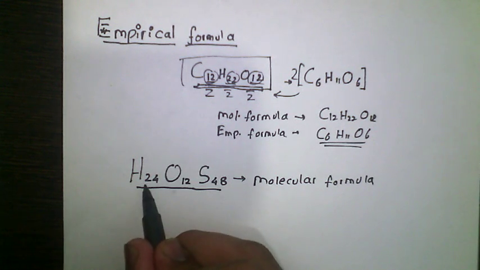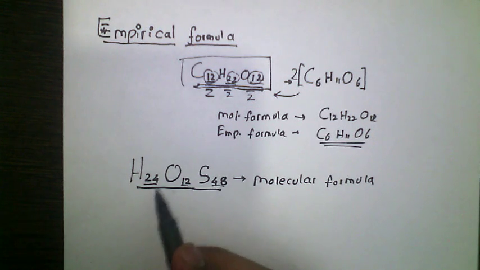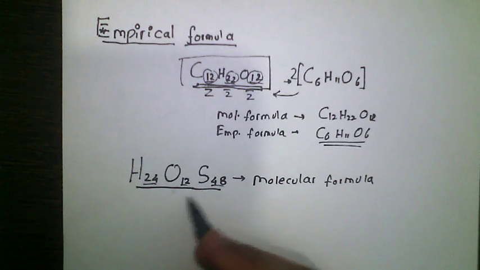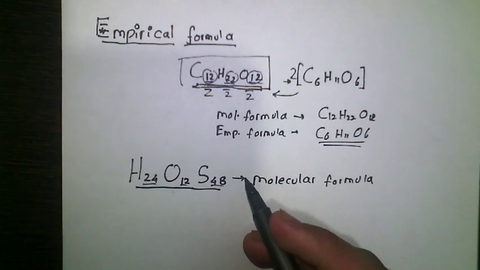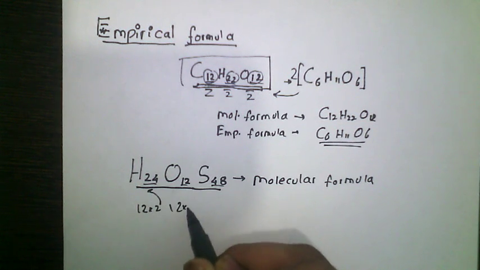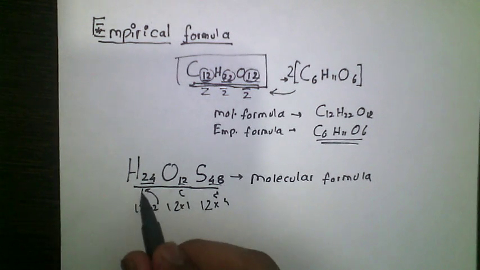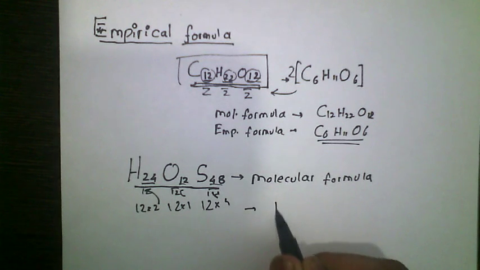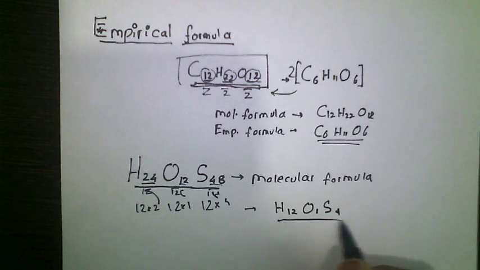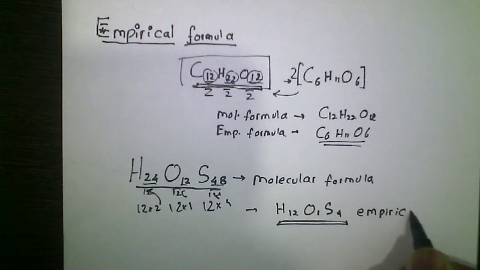Now what is the empirical formula? Guess. H is 24, O is 12, S is 48. Then what is the common thing, the highest common factor, we should say, of 24, 12 and 48? Of course 12: 12 twos, 12 ones and 12 fours. So if we divide all by 12, we would get a formula of H2 O1 S4. So this is the empirical formula.